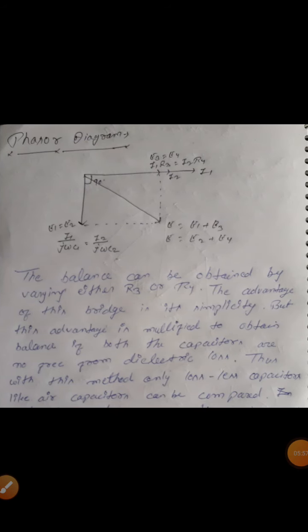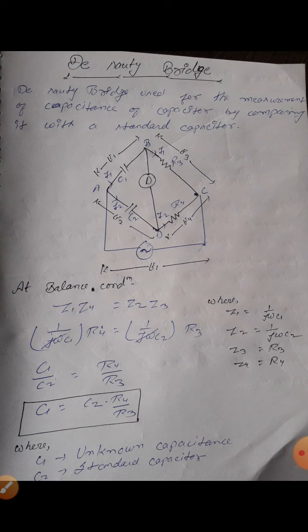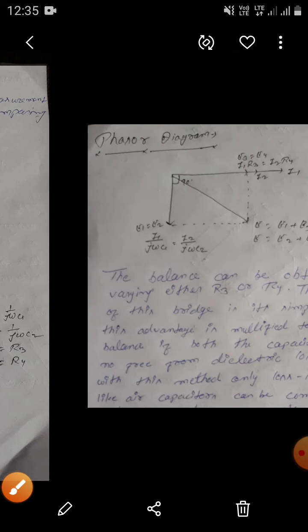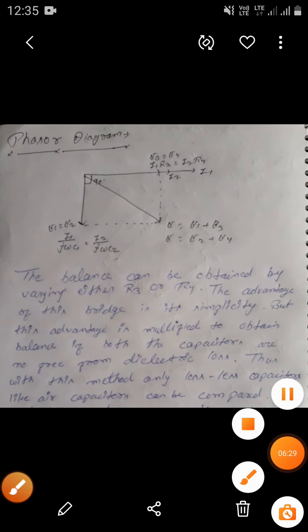We know that the sum of E2 and E4 is equal to E, and the sum of E1 and E3 is equal to E. When we extend E3 and E1, we finally get the value of E. E is equal to E1 plus E3, and E is equal to E2 plus E4.